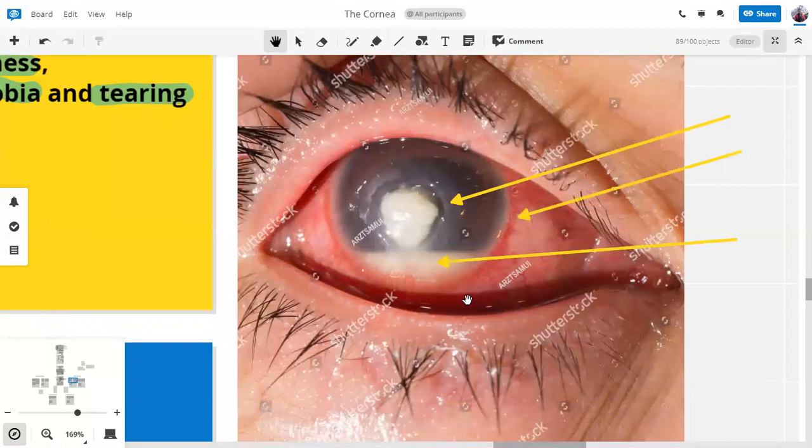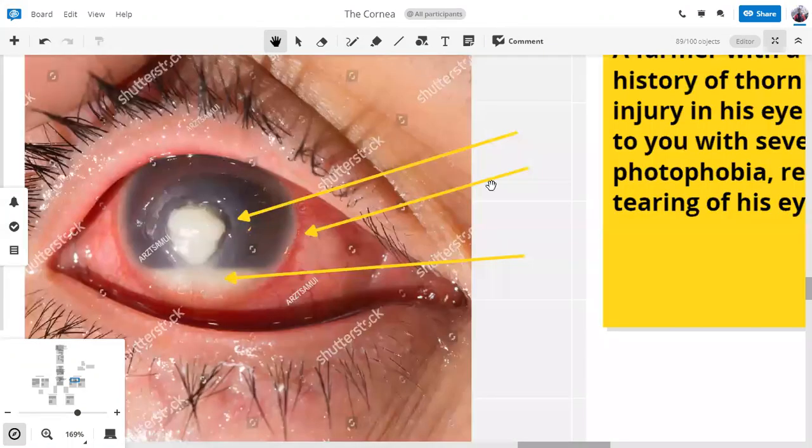All right, we have hypopyon, we have an opacity, and we have circumciliary congestion. So we have a sign of inflammation, another sign of inflammation, and a lesion in the cornea. So this is a hypopyon corneal ulcer. All right, so you've looked at this image closely. Let's compare it to the image in our second case.